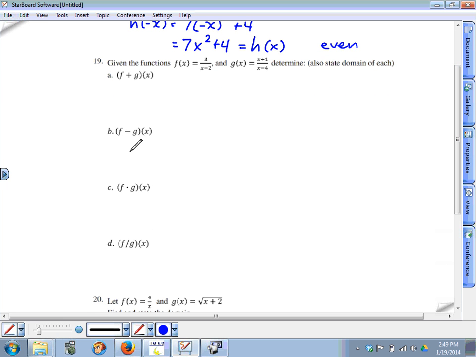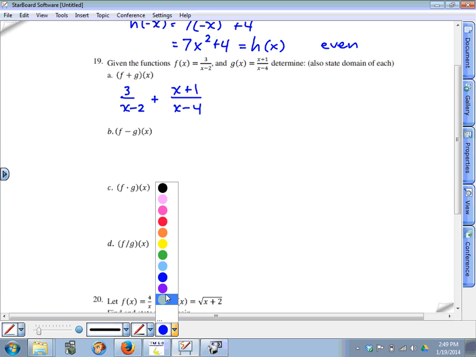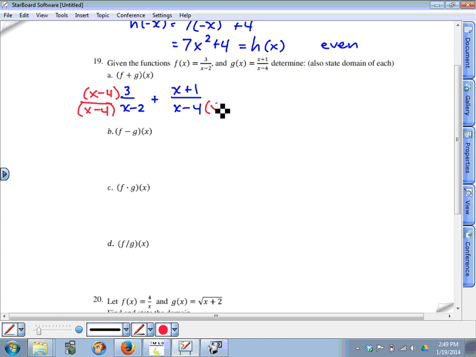19, combine the functions using these operations and also state the domain. So f plus g. These functions cannot be added unless they have a common denominator, so this expression on the left needs to have x minus 4, and this one on the right needs to have an x minus 2. So now both expressions have the same denominator, x minus 4 and x minus 2.